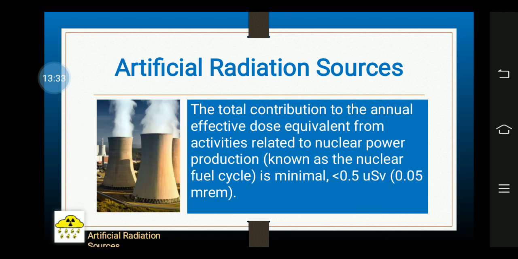Next. Okay, so this discussion includes the nuclear power plants and industrial applications that contribute very little to our radiation dose. So the total contribution to the annual effective dose equivalent from activities related to nuclear power production, known as the nuclear fuel cycle, is minimal, that is less than 0.5 microsievert or that is less than 0.05 millirem.